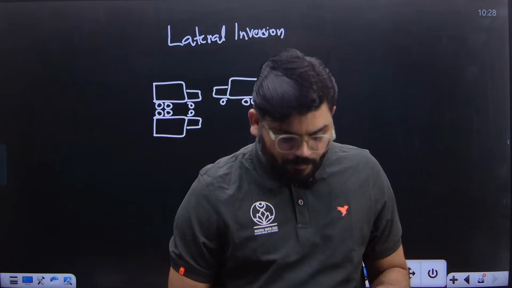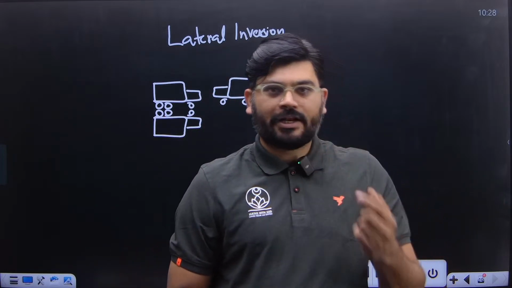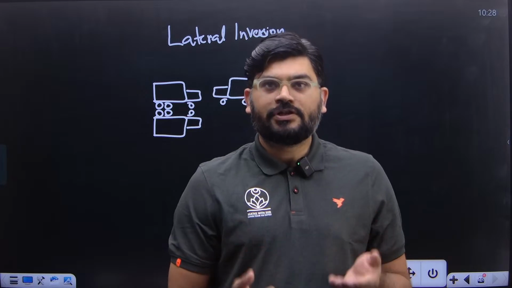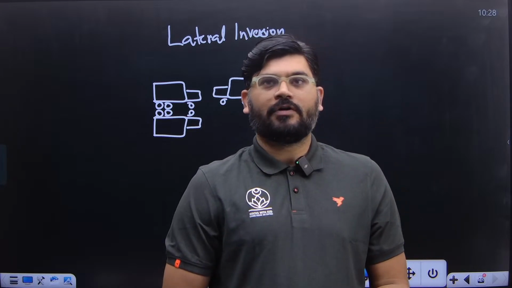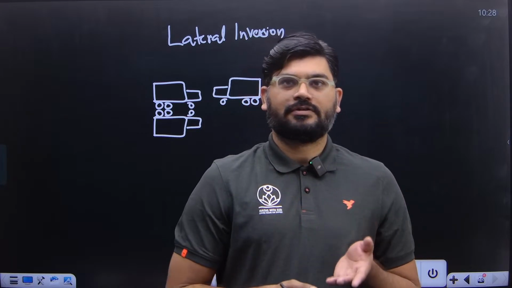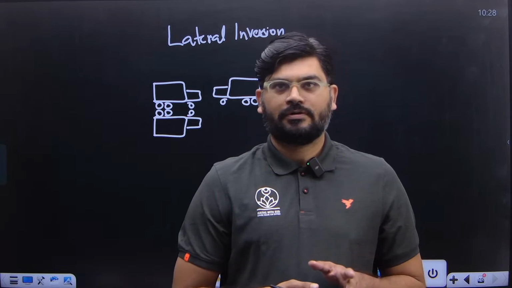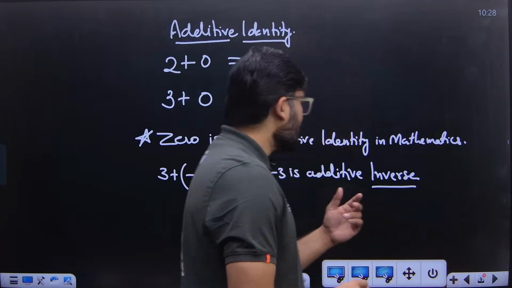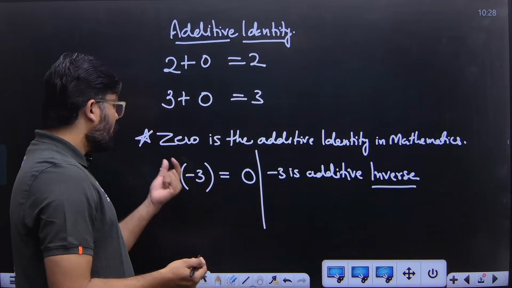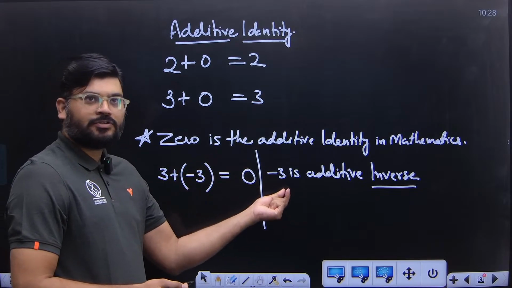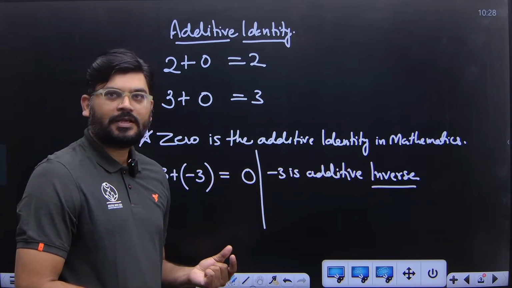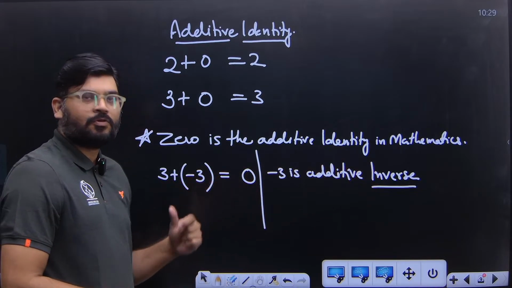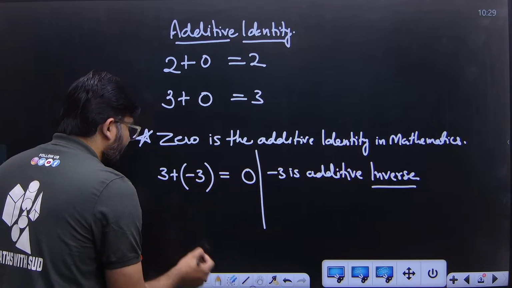But if you look at the bottom in the water, in the river, first your legs will come and then your body will go down. That is the vertical inversion. Understood? So that is the meaning of inverse, opposite. So what is the opposite of 3? Negative 3. So it is known as additive inverse, because together they make 0. Can you tell me what is the additive inverse of 4?